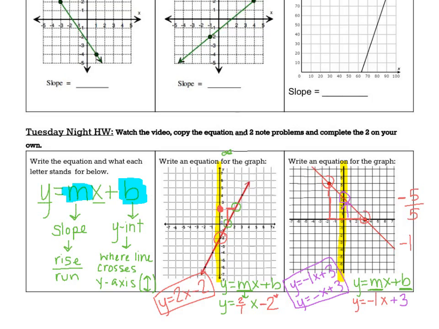Those are our notes for tonight. The next two on your own problems are on the next page, so go ahead and try those and do your best. And remember our formula, y equals mx plus b.